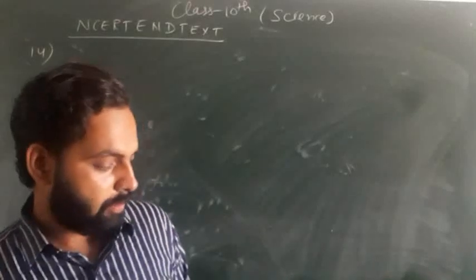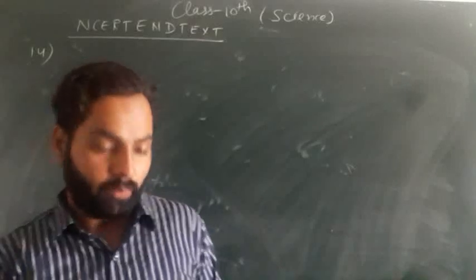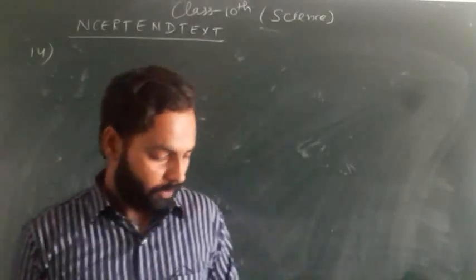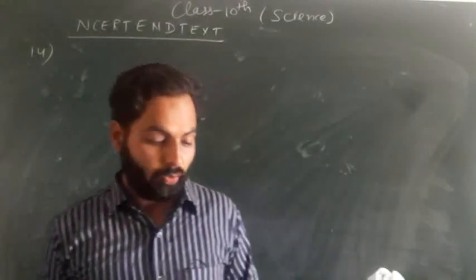Students, in the previous video we have discussed questions up to number 13. So now we start question number 14. What is given in question number 14? Compare the power used in the 2 ohm resistor in each of the following circuits.